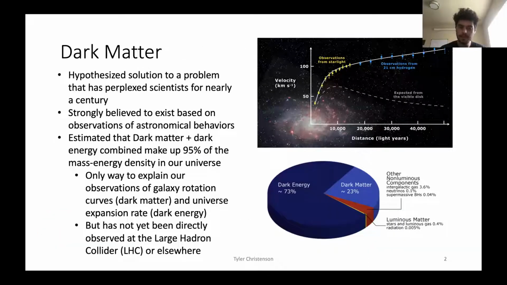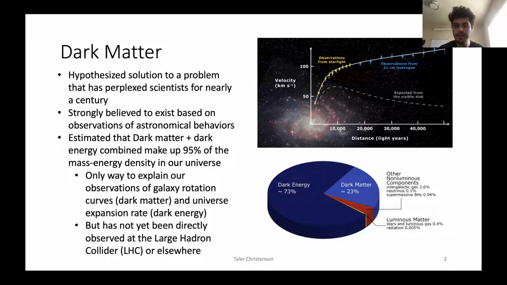So before I get started on that, though, I wanted to give you guys a bit of a breakdown on what dark matter is. So dark matter as a concept is a hypothesized solution to a problem that's perplexed scientists, physicists, you name it, for nearly a century. And the main thing that it stemmed from was galaxy rotation curves, which is pictured in the top right there.